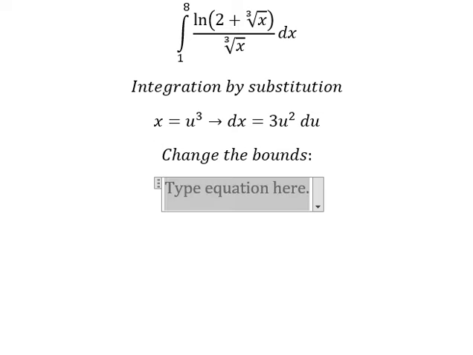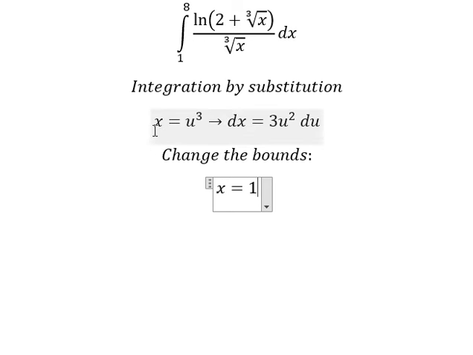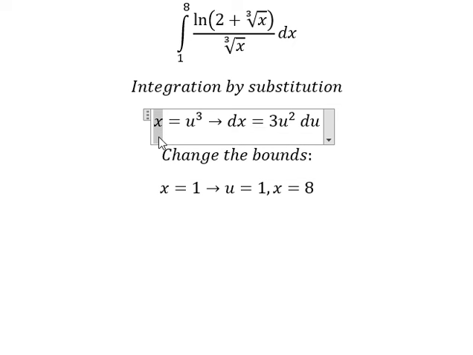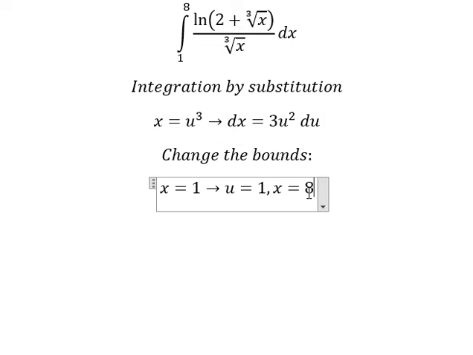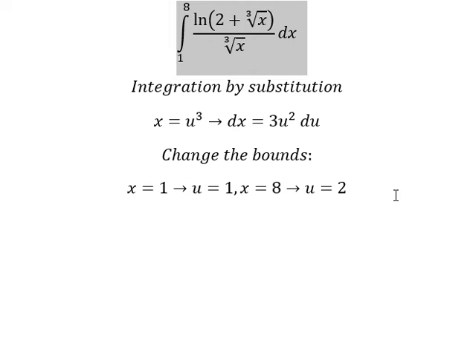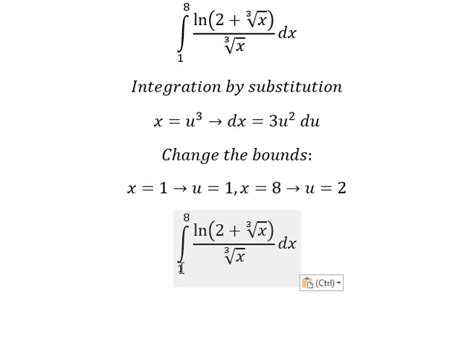When s equals 1, we put 1 in here to find the value of u, and you got u equals 1. When s equals 8, we put the value of 8 in here, so we put the cubic root for both sides, and you got u equals 2. Number 1 we keep the same. Number 8 we change to number 2.